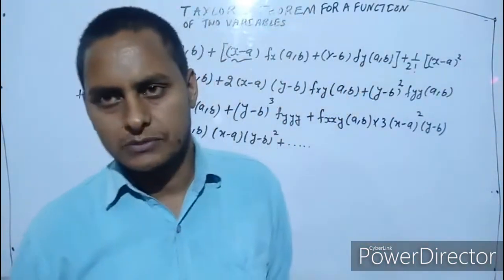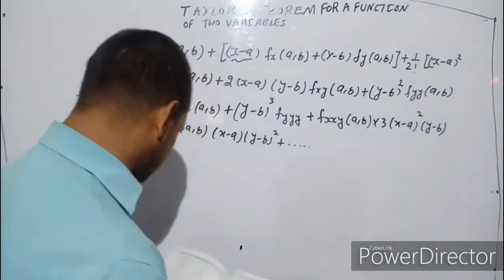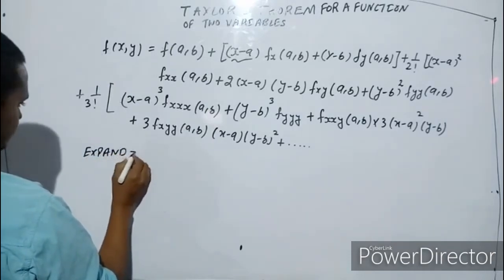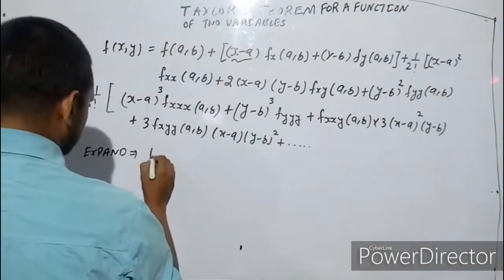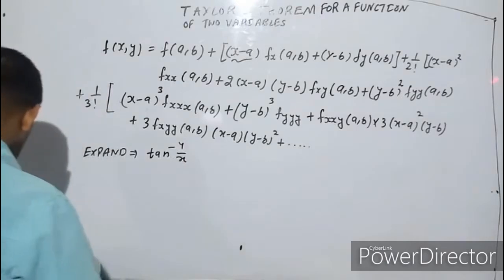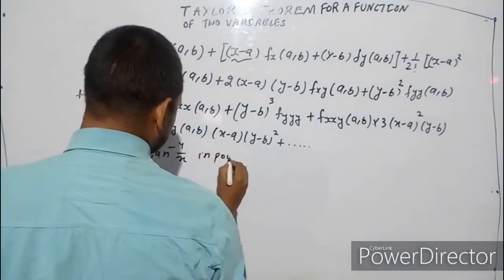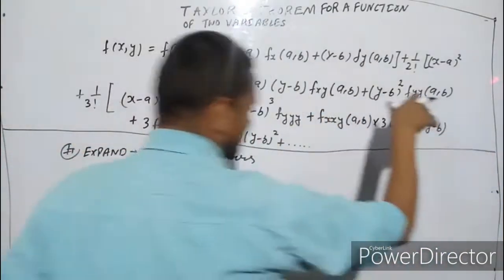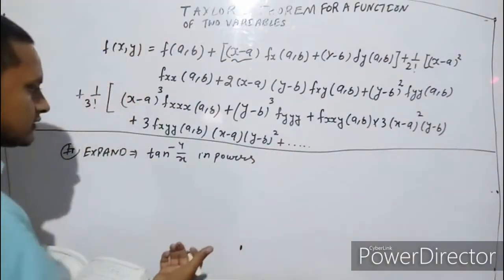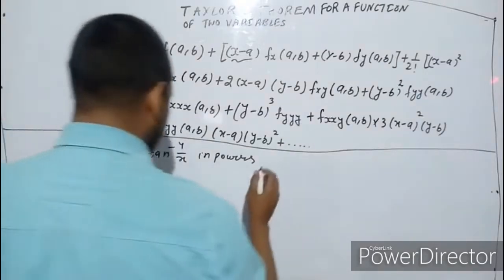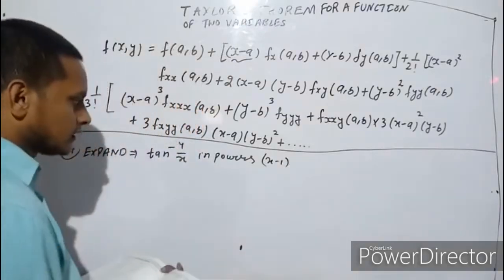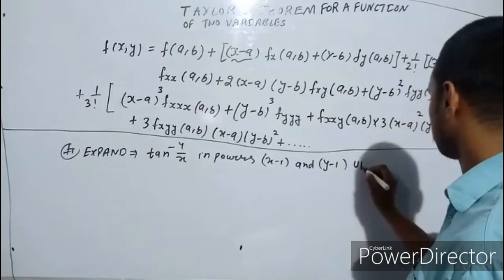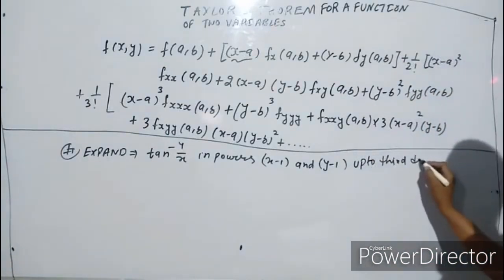Now I will take an example which is based on it. The example is: expand tan inverse of y over x in powers of x minus 1 and y minus 1 up to third degree terms. This is our problem. The above is the series, and we will use this series to derive the solution.